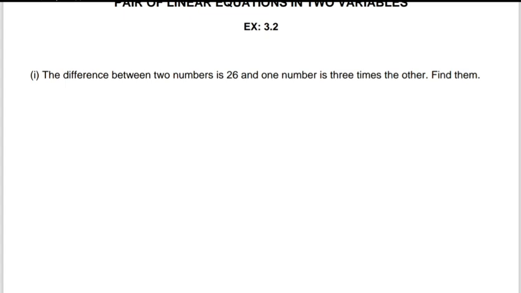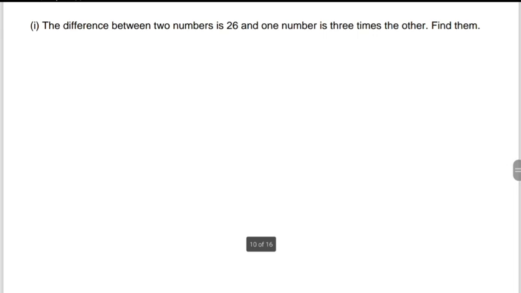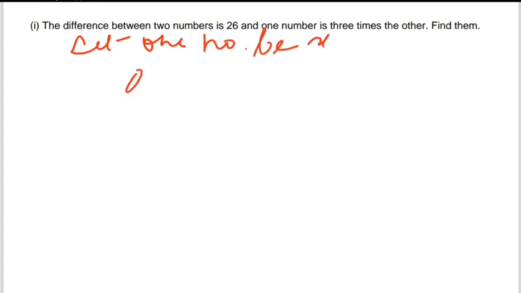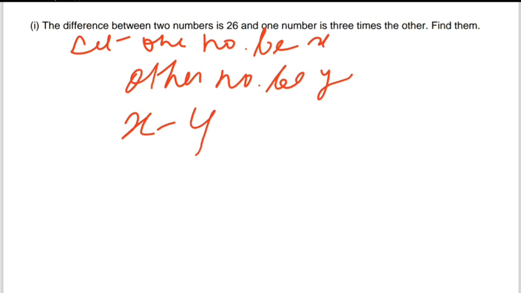So let us assume one number be x, and the other number be y. So they are saying x minus y, the difference between two numbers, so let the greater number be x, is equal to 26. So this is the one, and one number is 3 times the other. So we are taking x as the greater number, so x will be 3 times the y. So x is equal to 3y.